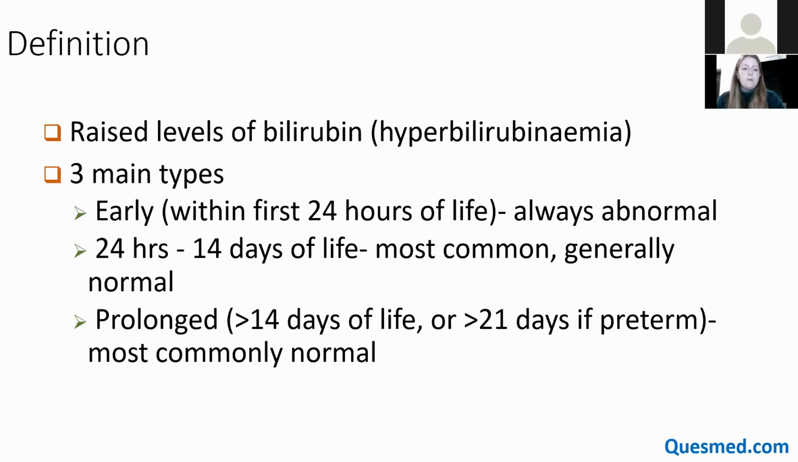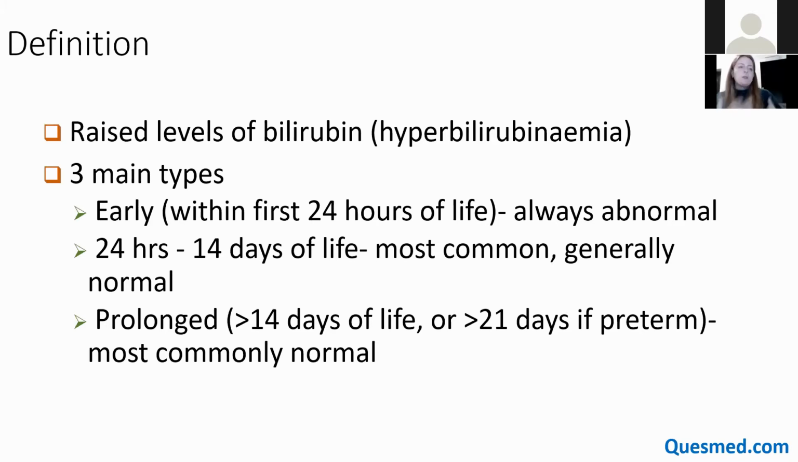Okay, so moving on, just some basics about jaundice. So obviously it's raised levels of bilirubin in the blood, also known as hyperbilirubinemia, but jaundice is a lot easier to say. There's 3 main types that you can think about chronologically. So the first type is early jaundice. This is jaundice that appears within the first 24 hours of life. As we've just covered, it's always abnormal. We'll go on to talk a little bit more later on in the presentation about causes of that.